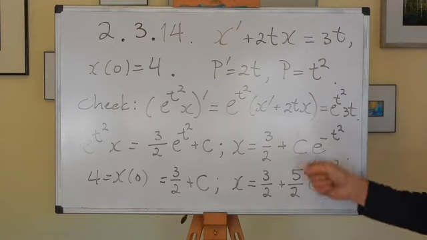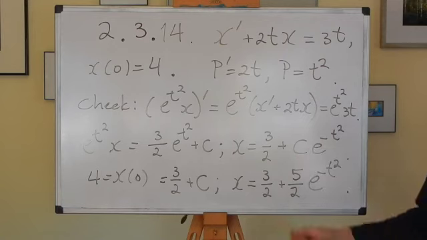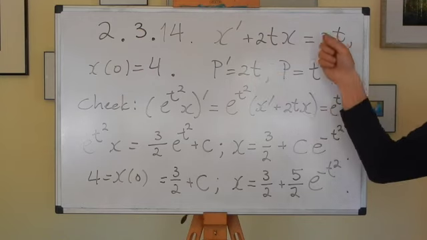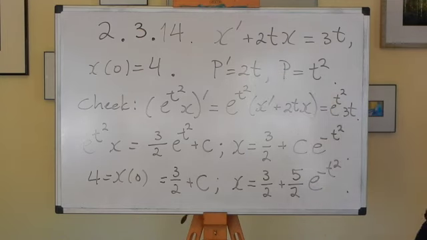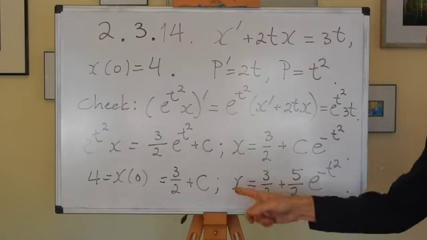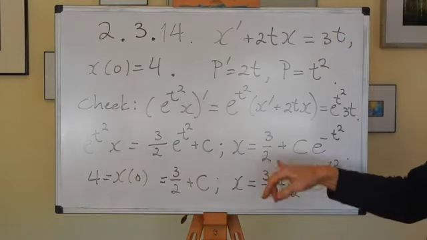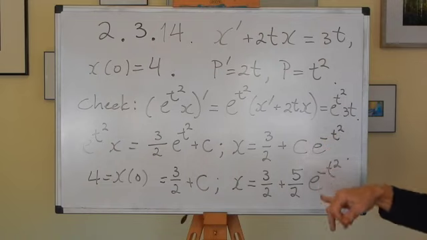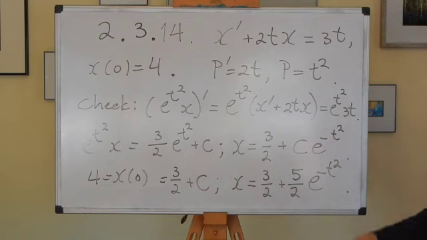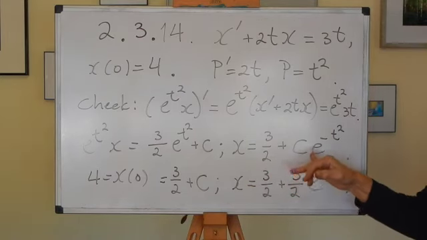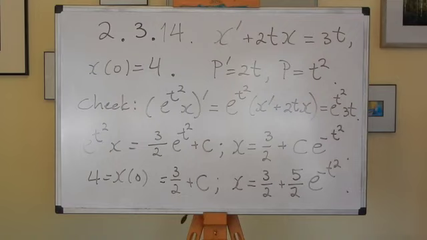And you can check that if I put e to the negative t squared here, then that gives, on the left-hand side, 0. So that's the homogeneous solution. And so let's solve for the constant. 4 is x at 0. If I put in 0 for t, I get e to the 0, which is 1. So that's 3/2 plus c, and so x is 3 halves plus 5 halves e to the negative t squared.